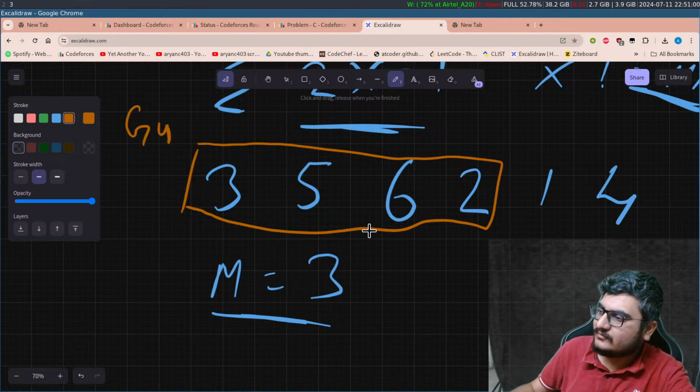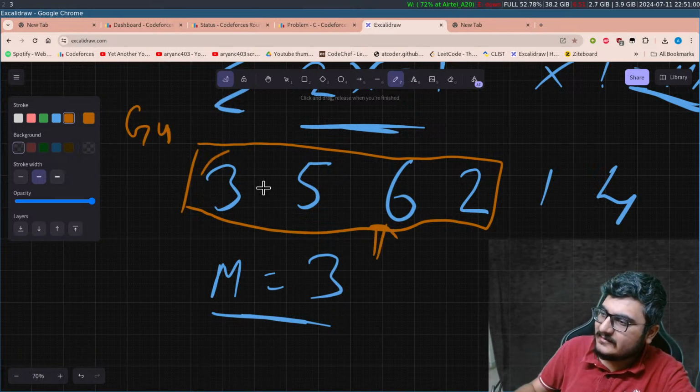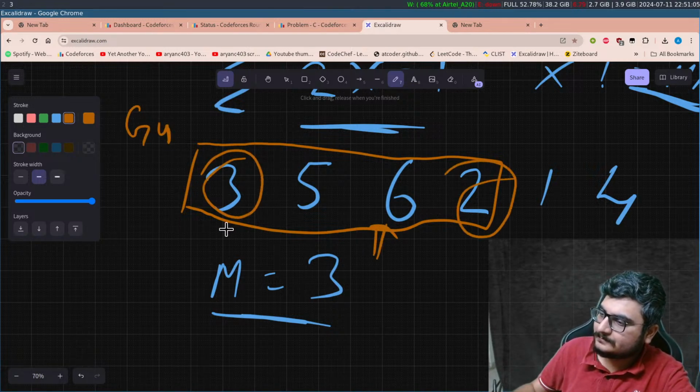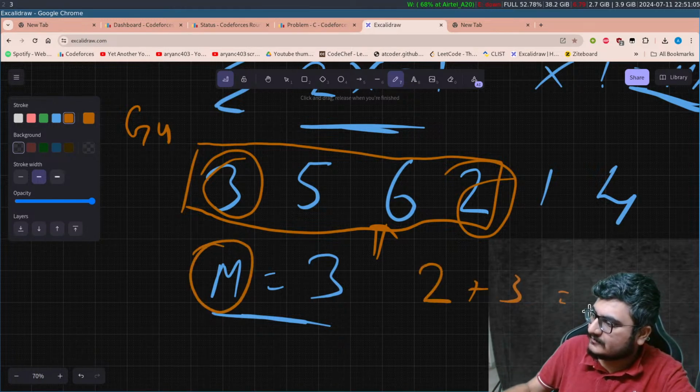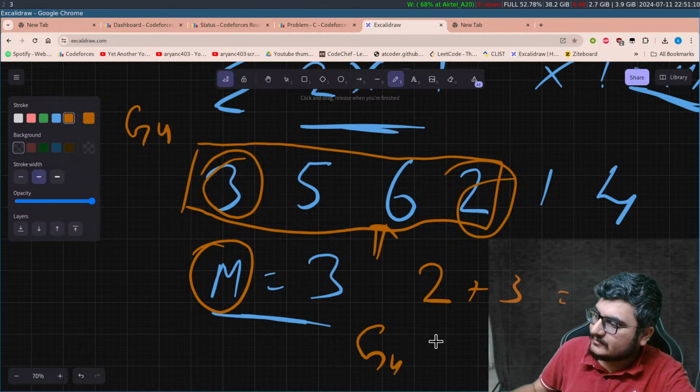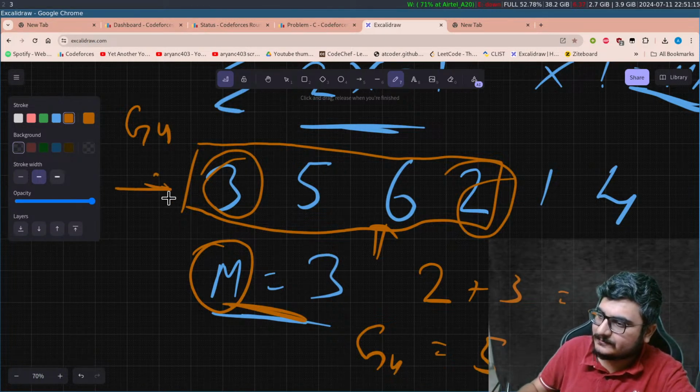G4 means look at the first 4 elements. See all the elements less than or equal to m and find their sum, which in this case would be 2 plus 3, which is 5. So G4 would be 5 if m is 3, and this is the permutation we have.